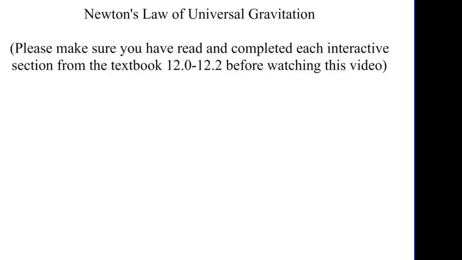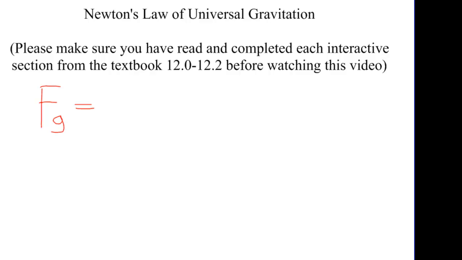Newton's law of universal gravitation is a way of finding the force of gravity. Force of gravity is based on two different things. It's based on the mass of the two objects that are attracted towards each other and the distance between them. The farther apart they are, the less force of gravity you're going to get. The larger the masses are, the more force of gravity you're going to get. So there's a direct relationship between mass and force of gravity, and an indirect relationship between distance and force of gravity.